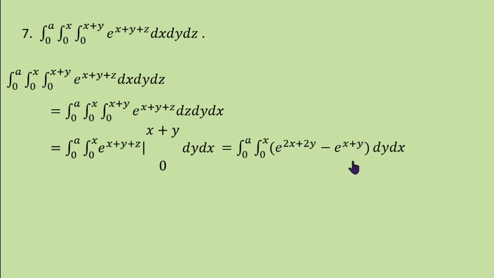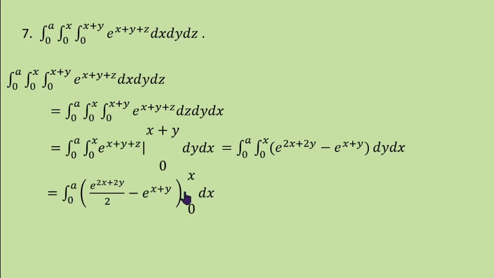Now this is integrated with respect to y. E power 2x plus 2y integral with respect to y is e power 2x plus 2y divided by 2, because coefficient of y is 2, so divided by 2, minus e power x plus y integral with respect to y is e power x plus y by 1, that is e power x plus y. So it becomes e power 2x plus 2y divided by 2 minus e power x plus y integral, that is e power x plus y.